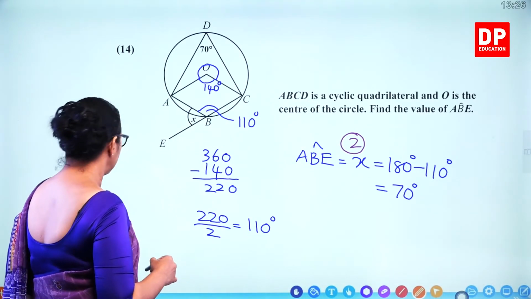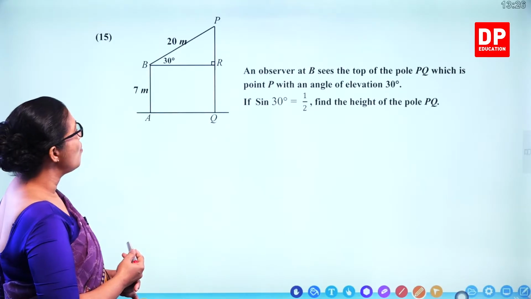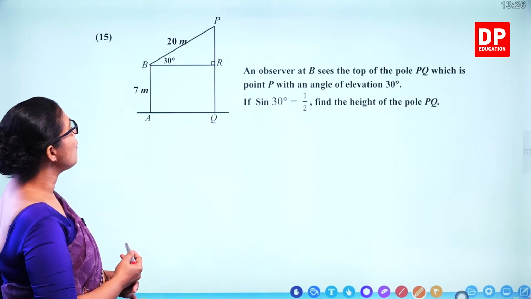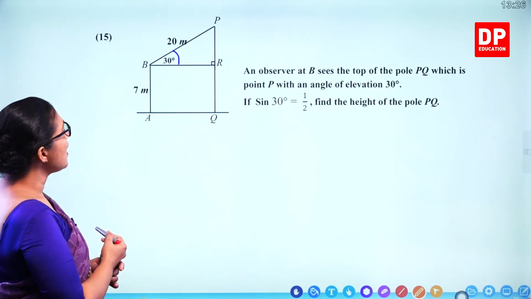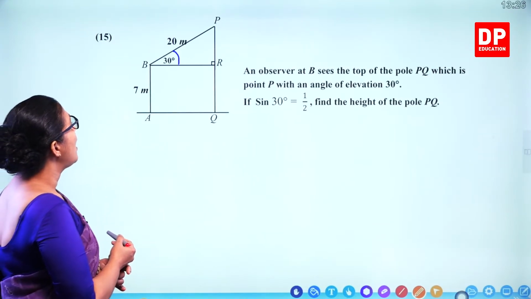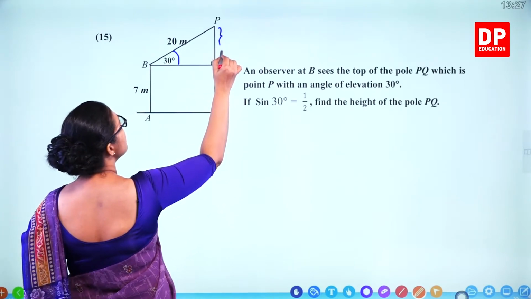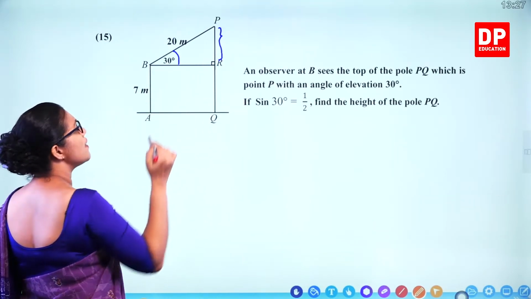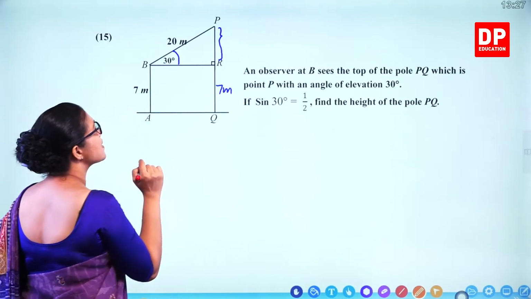Question number 15. An observer at B sees the top of the pole PQ, which is point P, with an angle of elevation 30 degrees. So this one. If sine 30 is half, find the height of the pole. Height of the pole is PQ. If we can find out this length first, you can add 7 to that, because this is also 7 meters.